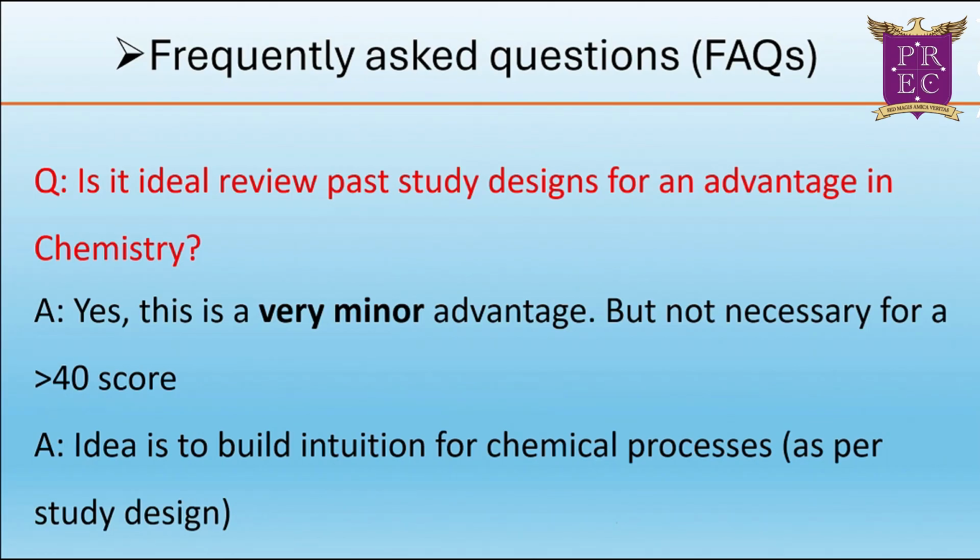Now, reviewing food chemistry and some of the other content that is no longer in our study design, yes, this is a very minor advantage, I would like to clarify, but it is not necessary for a 40 plus score. And the reason why I'm clarifying this is a very minor advantage is because understanding other topics such as food chemistry will help you build your intuition to understand chemical processes. And as per our study design, that is indeed a very, very good advantage, albeit a very minor one.